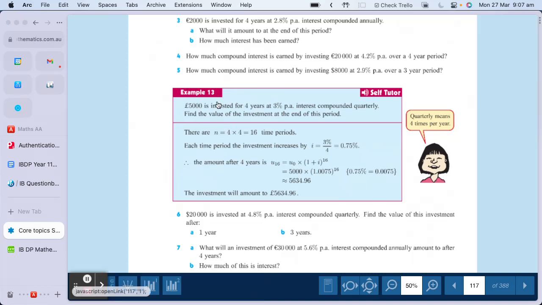So we have this example again, example 13. An amount of money is invested for 4 years at 3% per annum, interest compounded quarterly. And you used a geometric sequence concept in order to solve this problem. But your calculator does have a finance solver, so that's what we're going to have a look at.